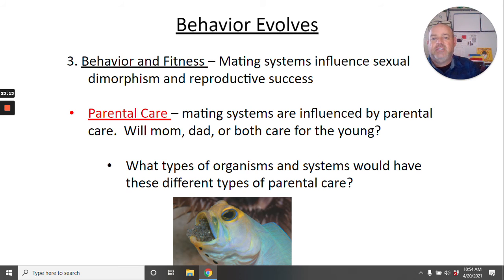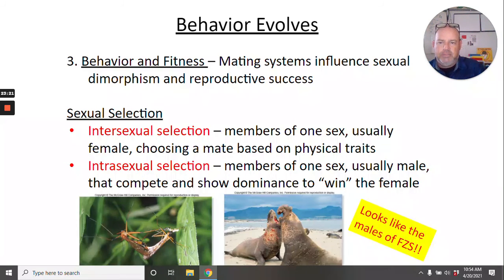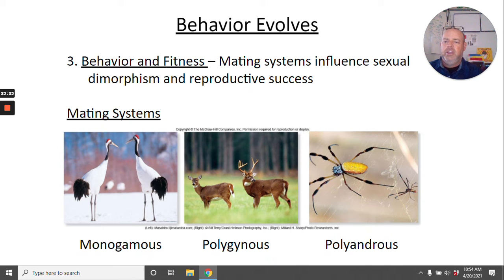Parental care, I mentioned that a second ago. Mating systems are really influenced by parental care. Well, mom, dad, or both care for the young. Go back to these systems. In a monogamous, do you think that's like who's going to care for the young in a monogamous situation and polygynous and polyandrous, because they're not all the same? Monogamous, you would hopefully assume that both parents will actually care. There's a good amount of parental care and both parents will chip in and do their part.